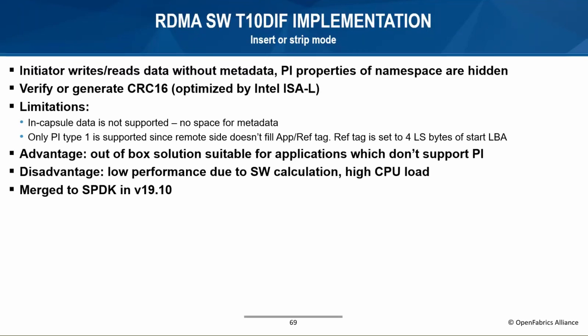And the second limitation is that this mode only supports protection information type 1, since the application doesn't provide reference and application tags, and SPDK manually sets them to some appropriate values. The advantage of this solution is that it works out of the box and can be used by applications which don't support metadata and protection information. The disadvantage is low performance due to software calculation and high CPU load. Also, this approach doesn't protect data blocks all the way from the initiator to the disk.